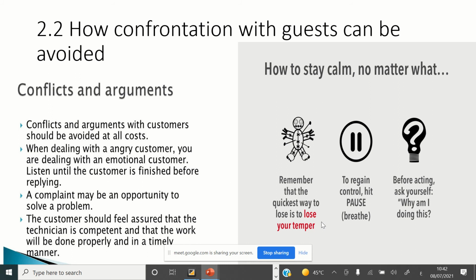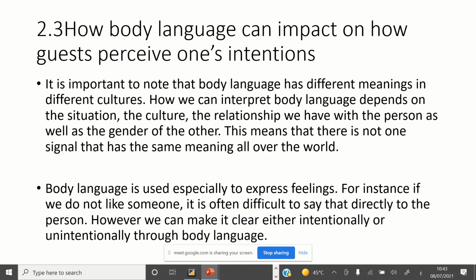Remember that the quickest way to lose your customer is by losing your temper, by losing your calm. Try to hold yourself back and always try not to be aggressive with the customers in any way, by abusing him or raising your voice, for example. Okay. Be careful with your body language, which can impact and influence the environment with the conflict with the customer.